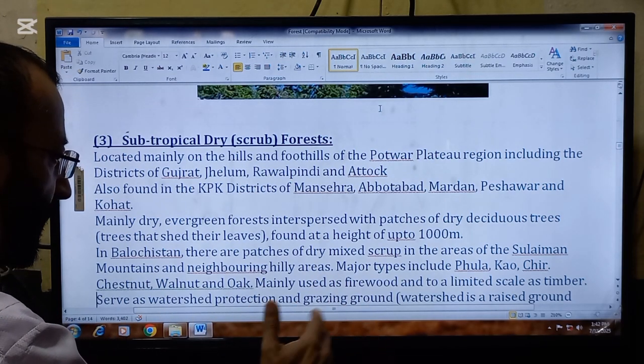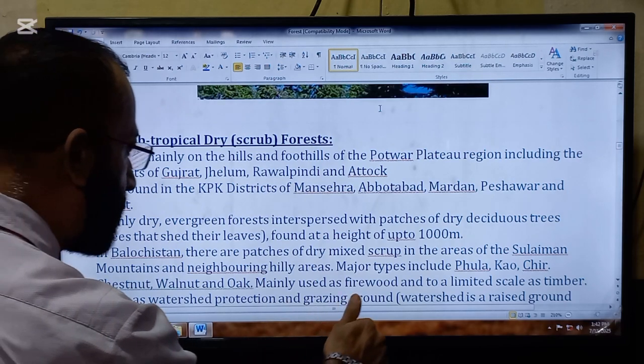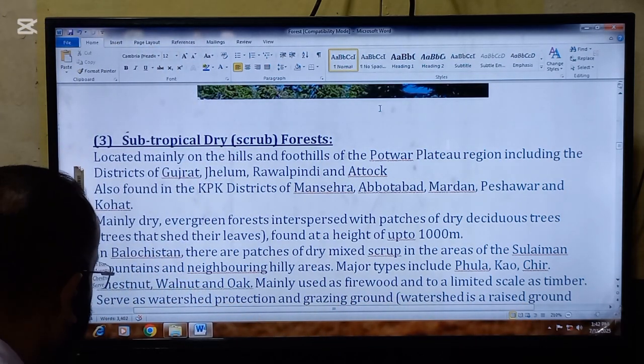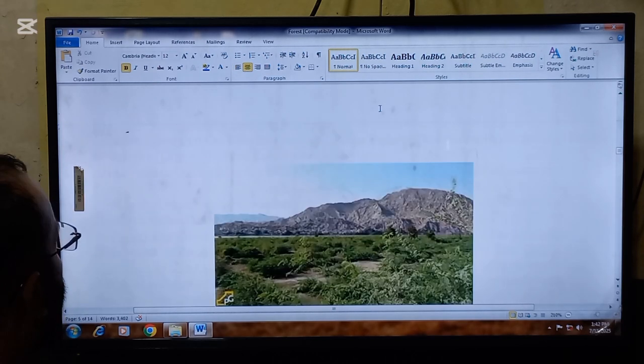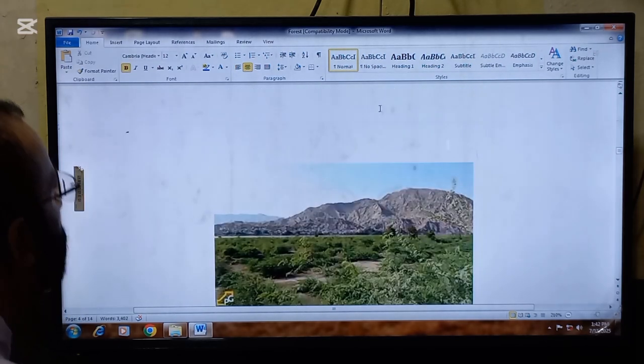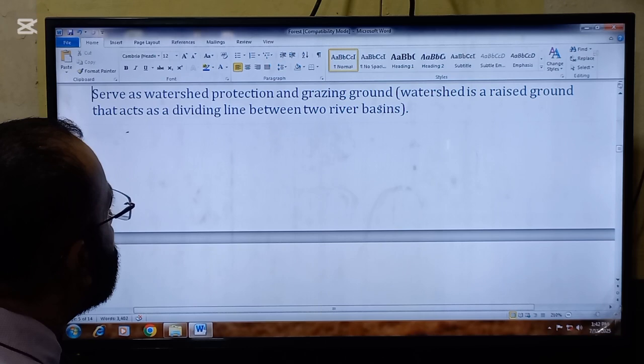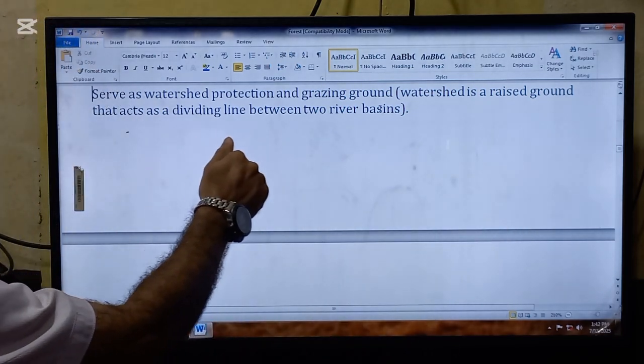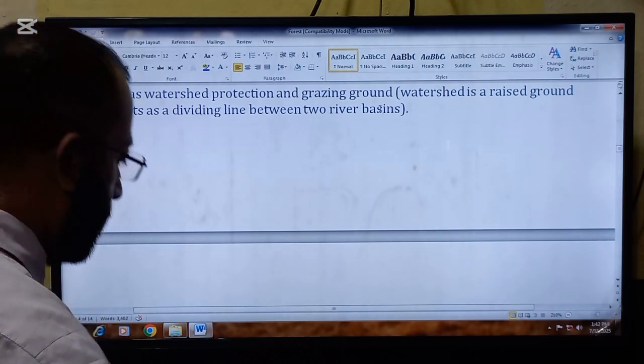Now we are going to read their uses: mainly used as firewood and to a limited scale as timber. They serve as watershed protection and grazing grounds. Watershed is a raised ground that acts as a dividing line between two river basins.